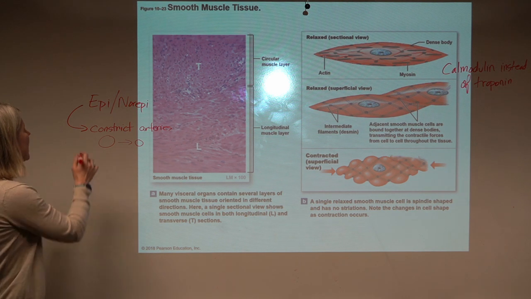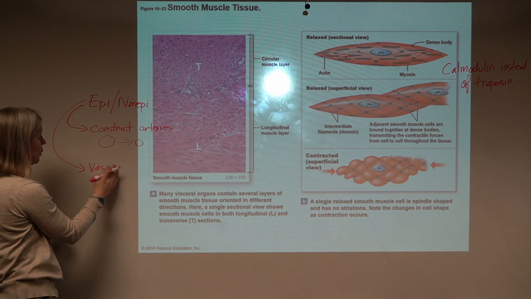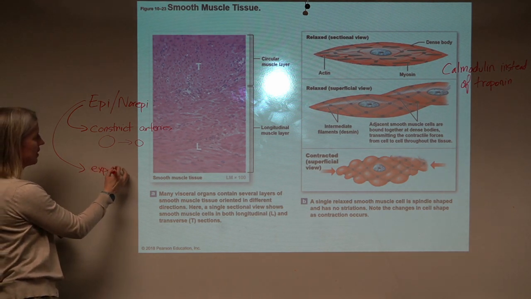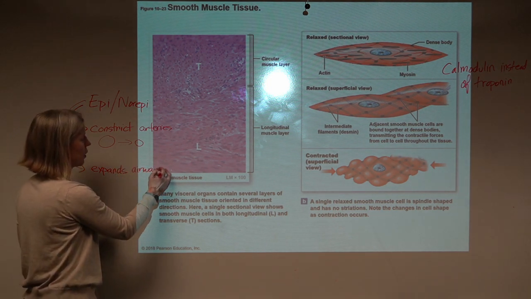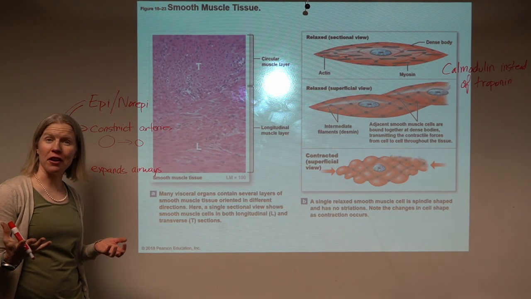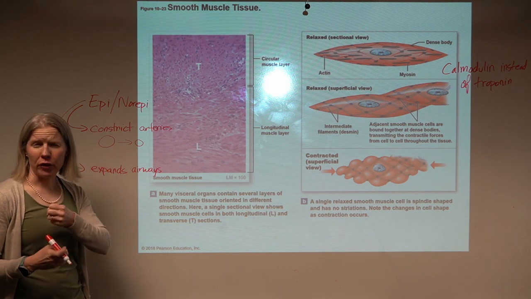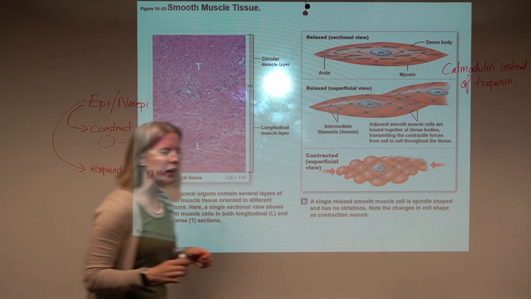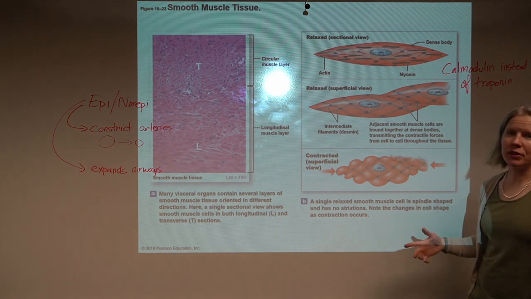But it actually does the opposite in the lungs. It actually expands the bronchioles, the airways, which is quite useful because also in anaphylaxis, often the person's having difficulty breathing, the airways are collapsing, and epinephrine is going to help them expand. So kind of interesting that the same neurotransmitter can have different responses depending on where the smooth muscle is.